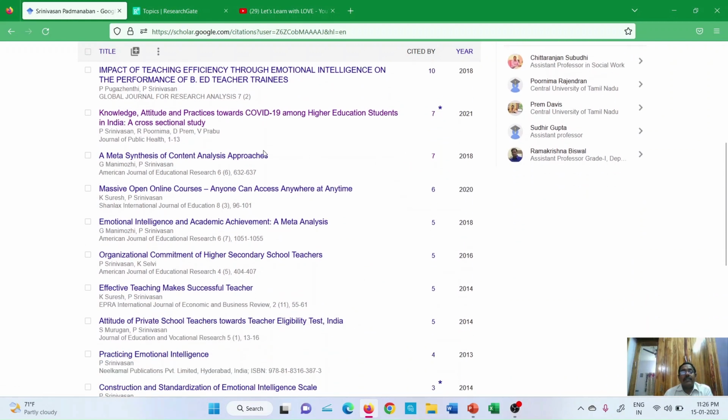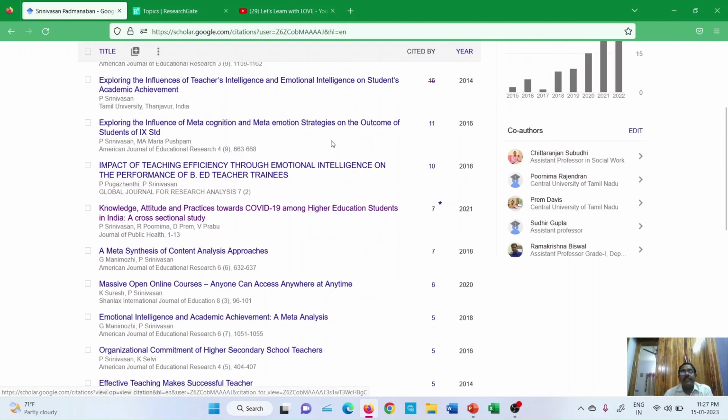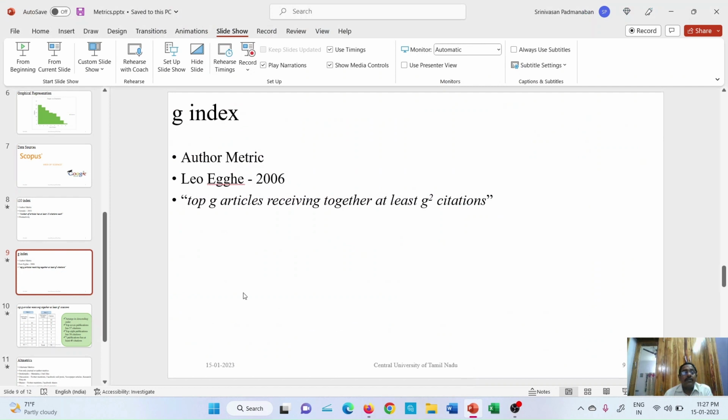Fourth article has 7 citations. Fifth article has 7 citations. Sixth article, on massive open online courses or MOOC, has 6 citations. Seventh article has 5 citations. Okay, so this one has 5 citations. Hence, up to the sixth I have 6 citations. Therefore, I have the H index as 6, which you can see from here. And I also have the i10 index as 3, which means that 3 of the articles have at least 10 citations. So this is the i10 index. This we can get from here. So back again to metrics.